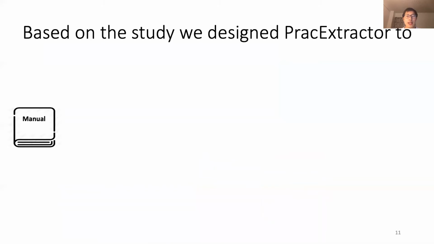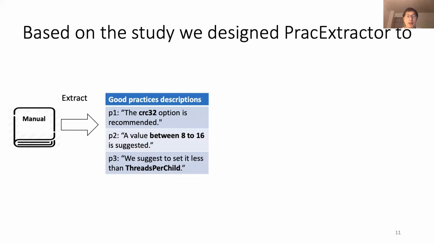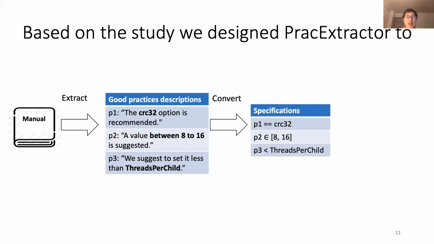Based on the study, we designed PracExtractor to first extract good practice descriptions from manuals. For example, the second sentence describes that for parameter P2, a value between 8 to 16 is suggested. Then PracExtractor converts these text descriptions into checkable specifications. P2's good practice has been converted into a range. With the converted specification, PracExtractor checks the sysadmin's config to see if there are any violations. In this case, P2's value violates its good practice, and so a warning is generated for sysadmins to double-check this configuration.